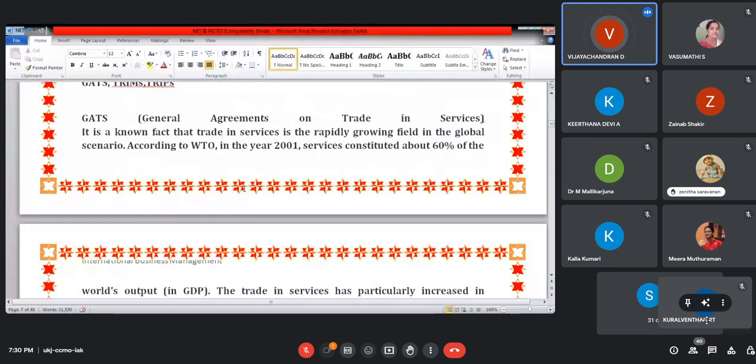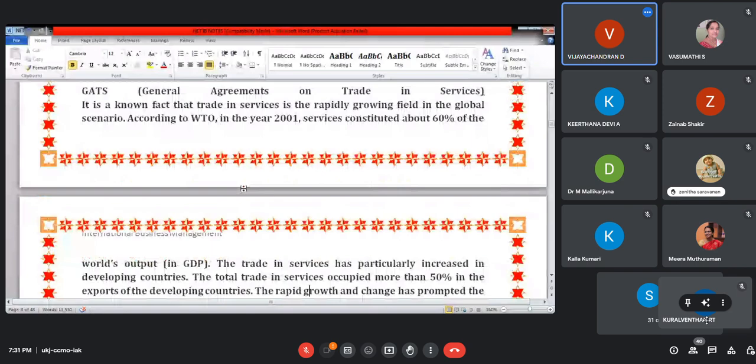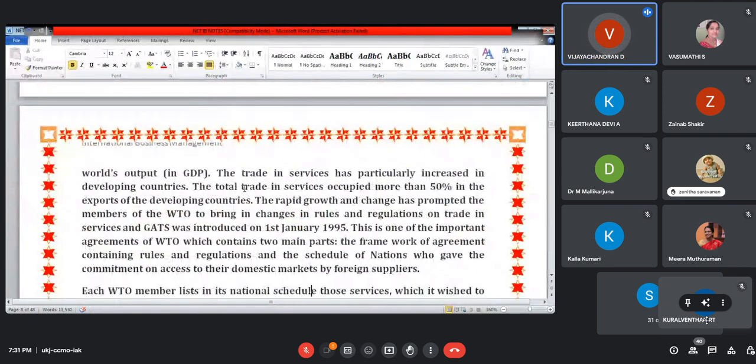So out of the total international trade, 60 percentage is constituted of service. So 60 percentage are coming under the category of service. I told the total trade in service occupied more than 50% in the developing countries. So more than 50% of the service are exported by the developing countries only. So we are expecting a rapid growth in the international trade by the developing countries.